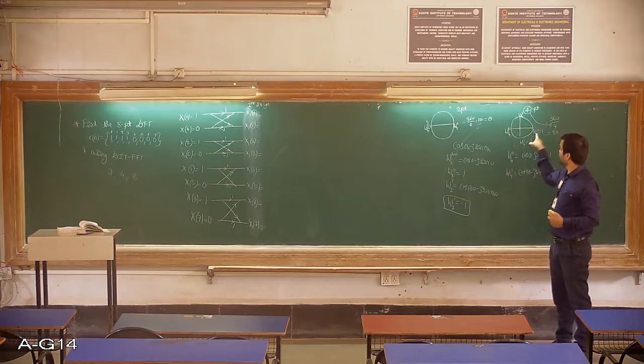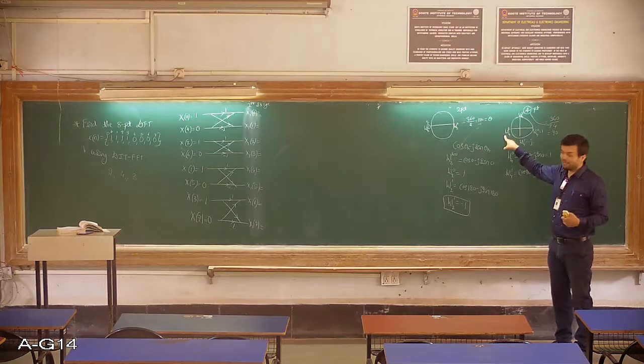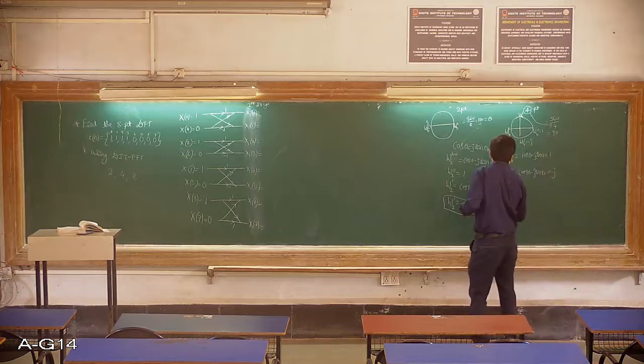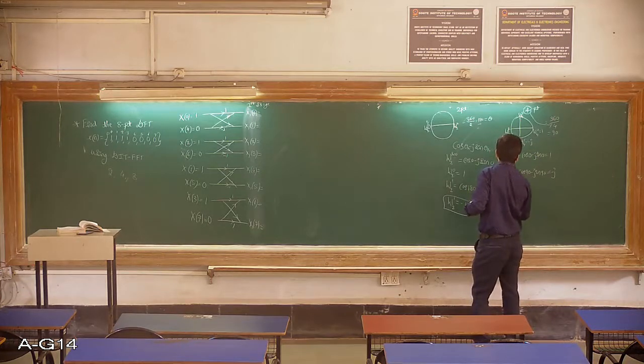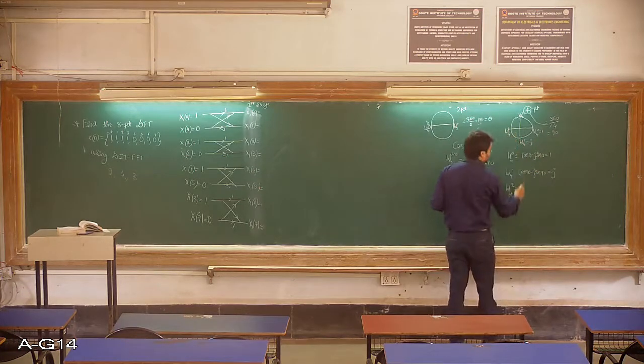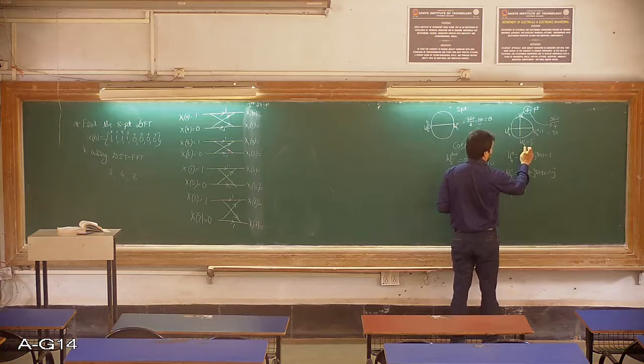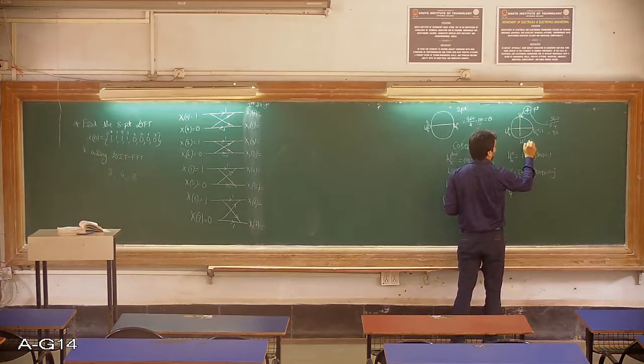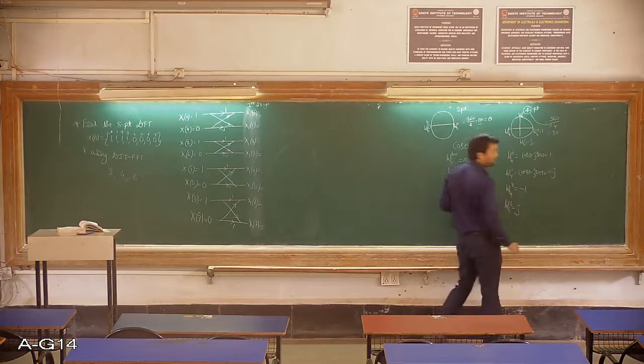Two values are computed: here it is 1 and here it is minus j. For the next value, a 180 degree phase shift is there, and because of that we can write W4 of 2 is minus 1, opposite to the first one. Here minus j is there, with a 180 degree phase shift, so W4 of 3 will be plus j.